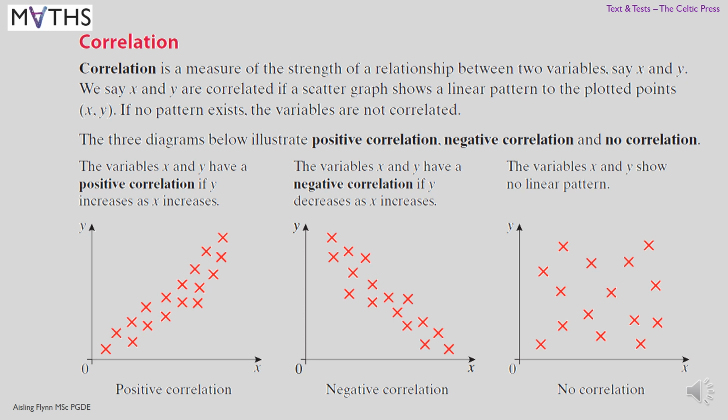Okay, so let's look at the first one, which is for positive correlation. The variables x and y have a positive correlation. If y increases, then x also increases. And we can see, or we can imagine, a straight line through all that data. There is some sort of linear pattern, and the points are quite close to what I estimate would be the linear pattern.